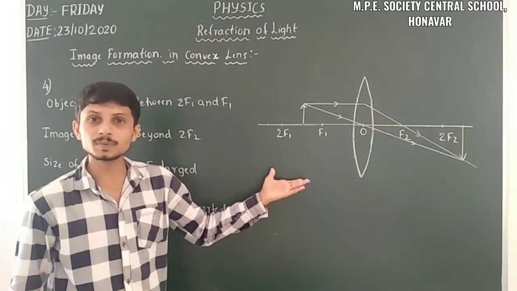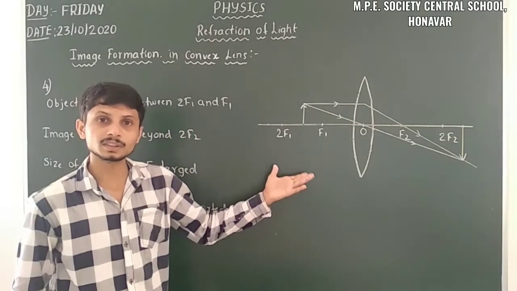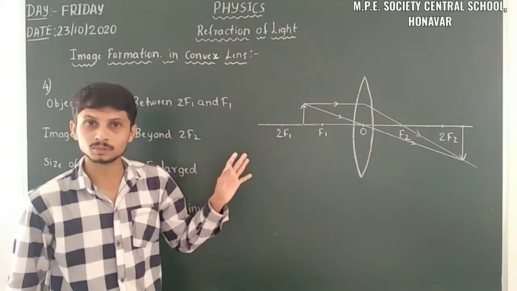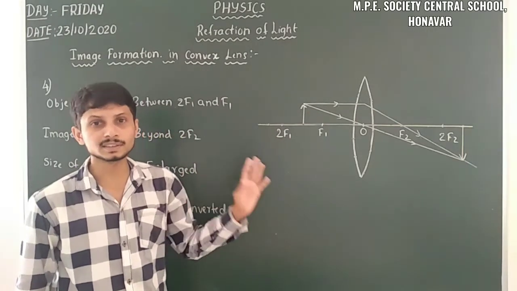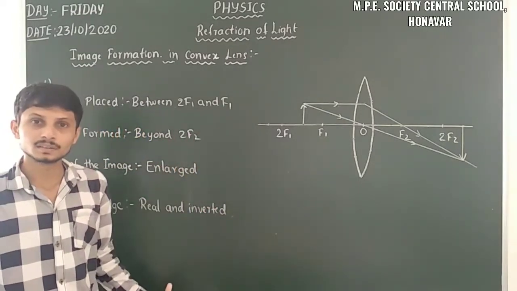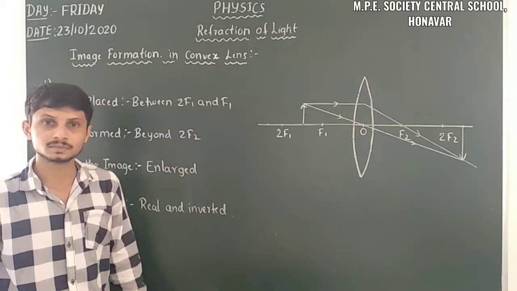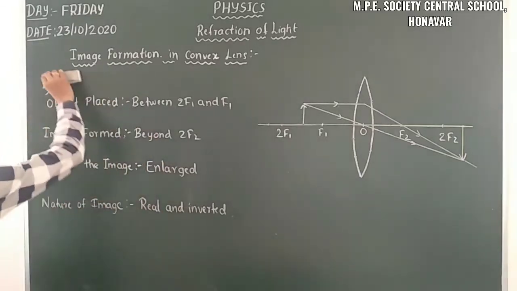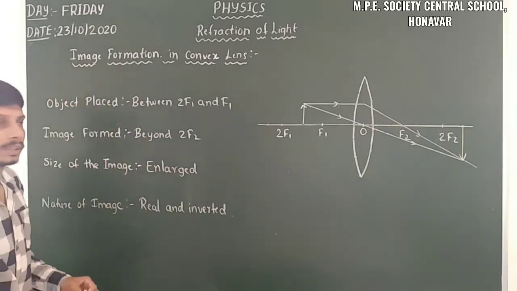So let us take the fifth image formation ray diagram, when an object is placed on f1. There also we have to follow the same procedure and write all these conditions. So let us take the fifth image formation.